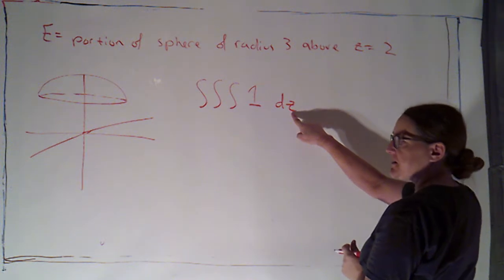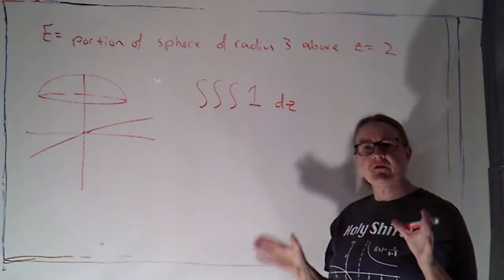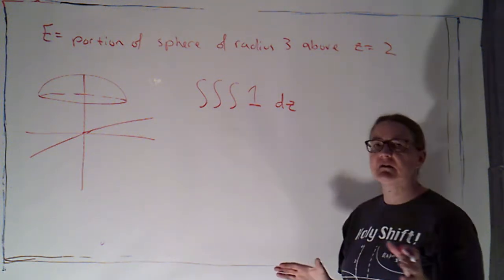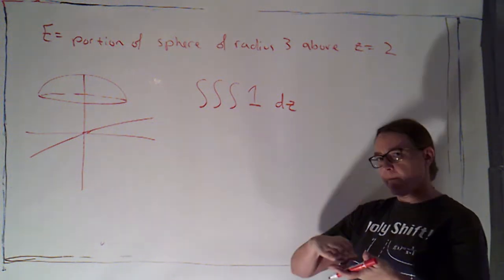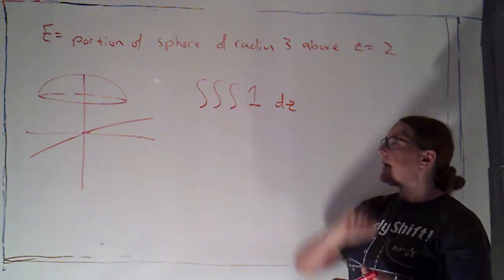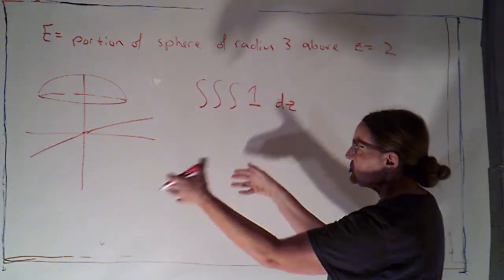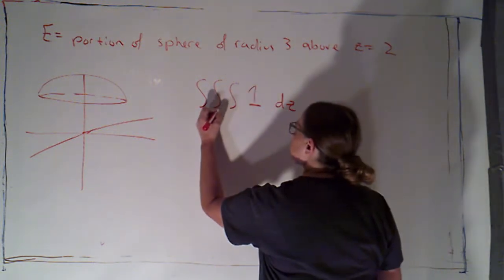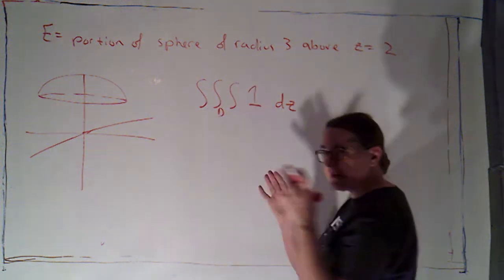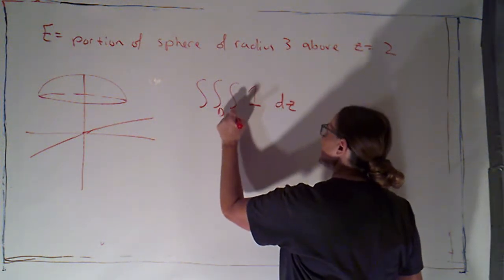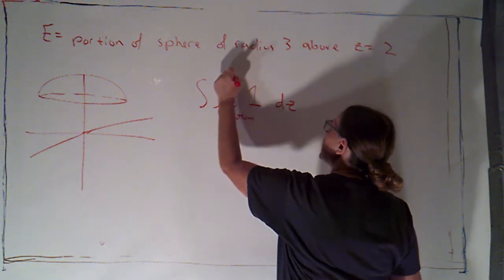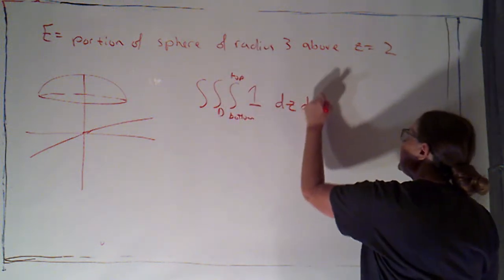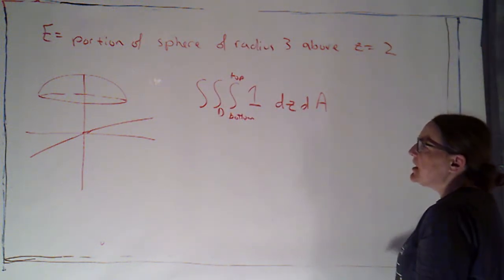dz first. I usually try to view things as a simple xy solid so that I'm integrating from bottom to top and then over the projection of that shape onto the xy plane. So I can sort of think of this as the integral over D, where D is going to be the projection onto the plane, from bottom to top, dz, and then dA. So let's take a look.